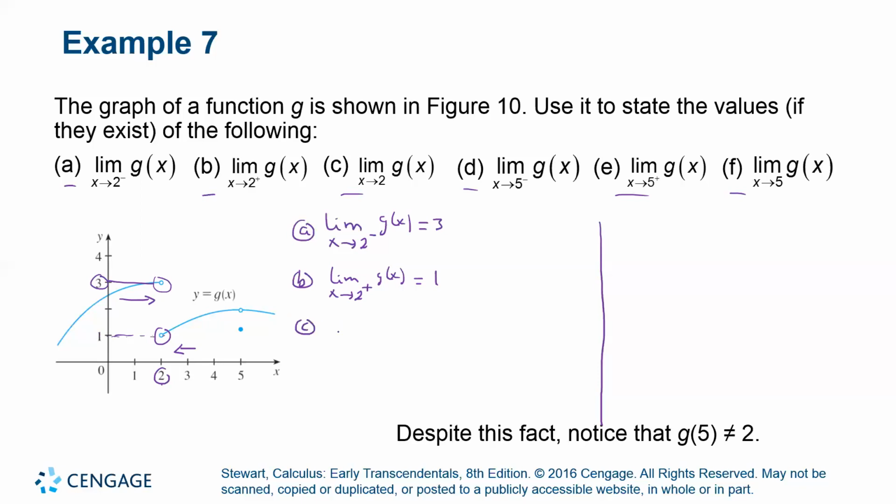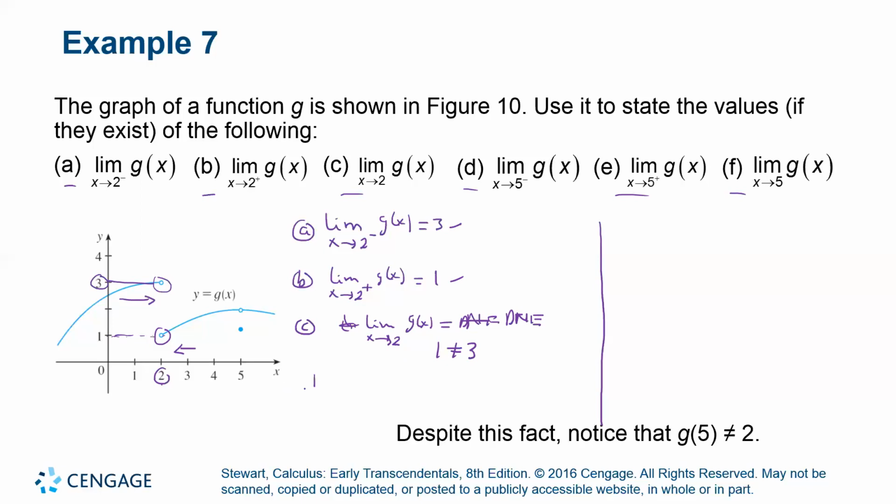Now C, the limit as x approaches 2 of the function. This one does not exist. Why? Because 1 is not equal to 3. Parts A and B are not the same. This is 3, this is 1. In other words, the left-hand limit is not equal to the right-hand limit.